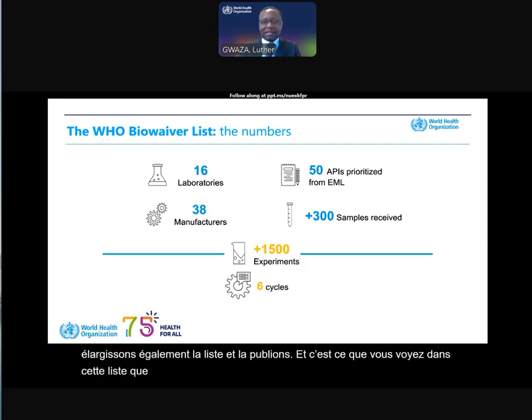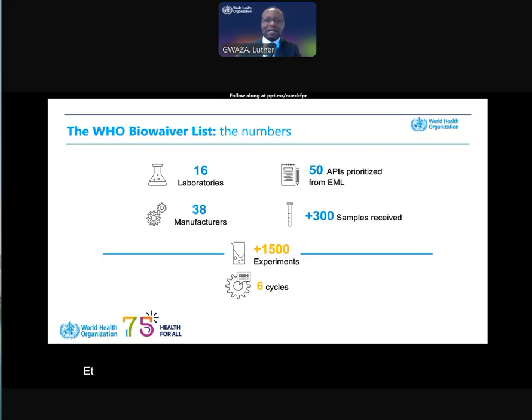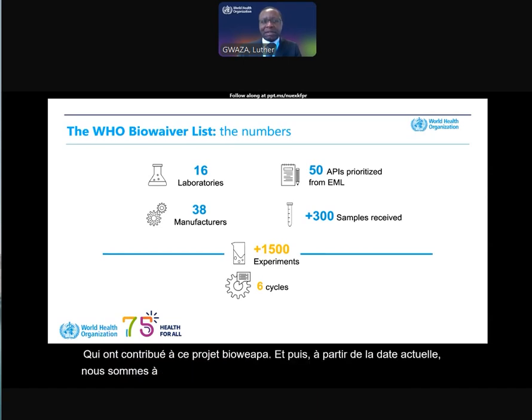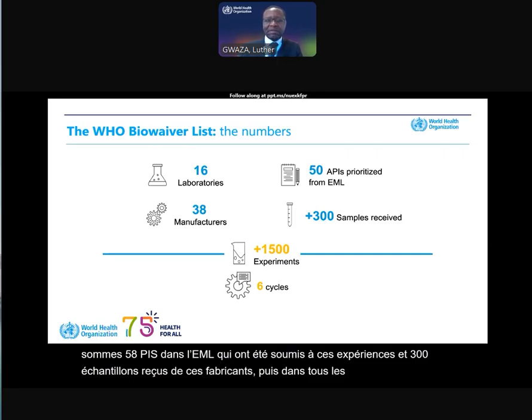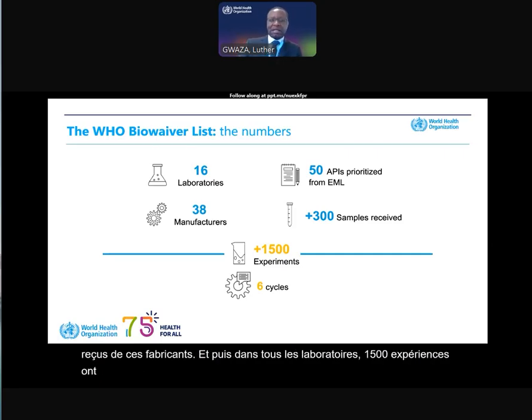This is the last slide, just highlighting in terms of numbers what has happened since the project started. And you'd see 16 labs, 38 manufacturers that have contributed to this Biowaiver project. And as of the current date, we have 50 APIs in the EML that have been gone through these experiments, and 300 samples received from these manufacturers. And across all the labs, 1,500 experiments have been done. And this is over the past 6 years.